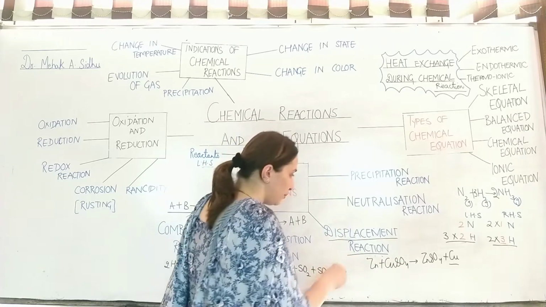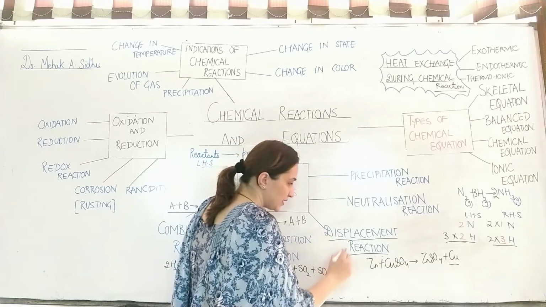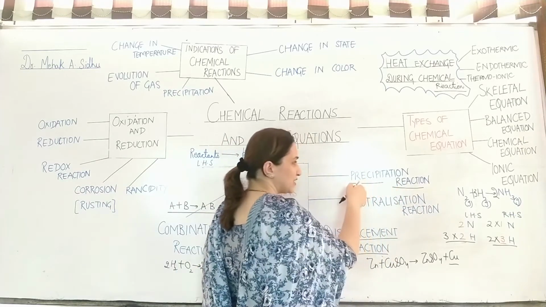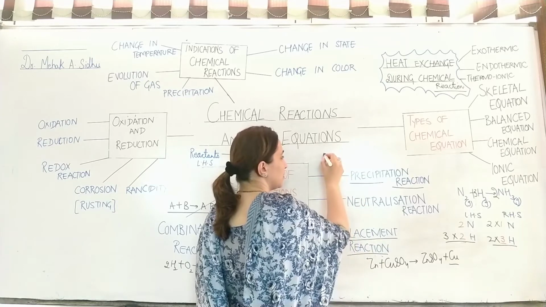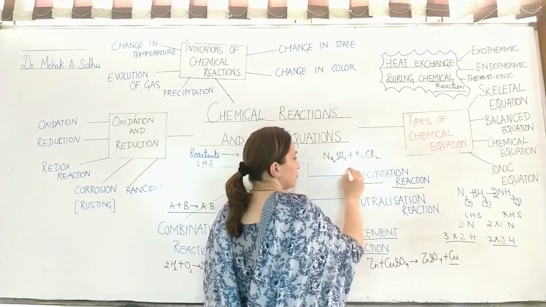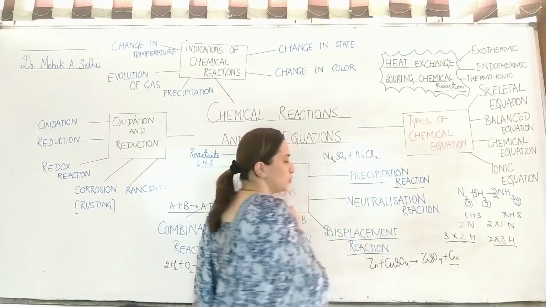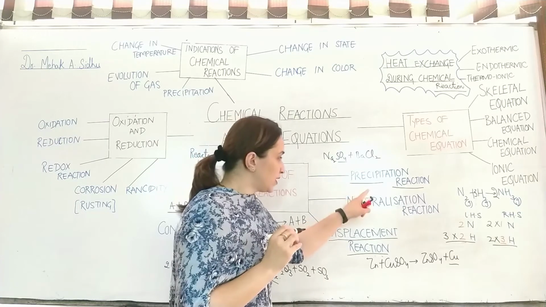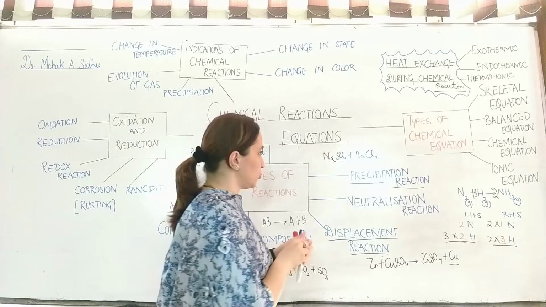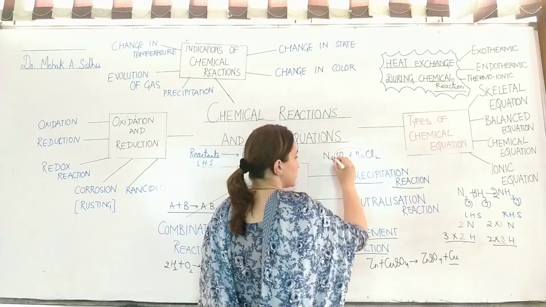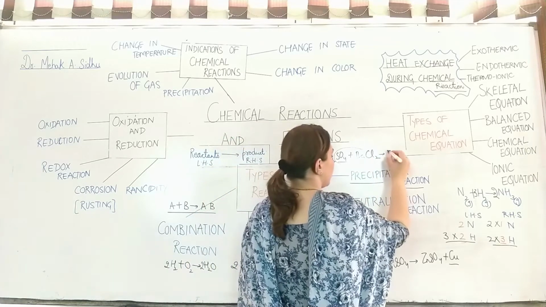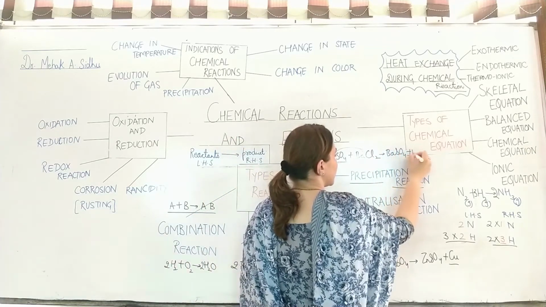In case of double displacement, it is also known as a precipitation reaction. For example, Na2SO4 plus BaCl2: there is a mutual exchange of ions between two salts. It will form BaSO4 plus NaCl. Now look at this reaction.